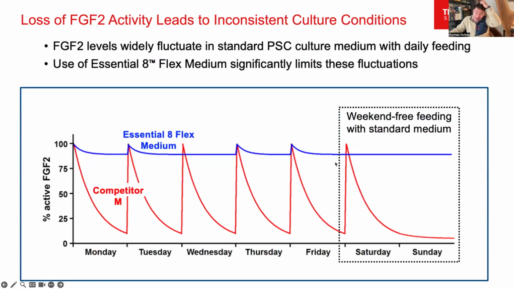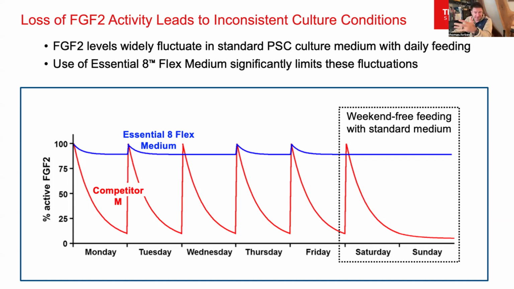This is a nice figure here, I think, that shows the loss of, or fluctuations in, FGF activity, which can lead to, of course, inconsistent culture conditions. You can see here just how much FGF levels can dip on a daily basis. And so what our company, for instance, has done, and others have done this as well, is develop media formulations that eliminate the need for daily feeding, right, by extending the activity of FGF and other heat-sensitive components that we would typically see in PSC medium, which you can see here really limits these fluctuations, right? We cleverly call this media system E8 Flex or Essential 8 Flex, because as the name implies, it gives us a good deal of flexibility as to when you have to feed your cells.